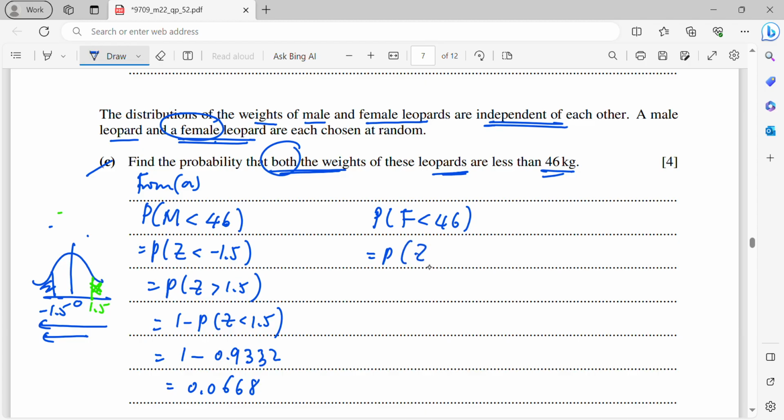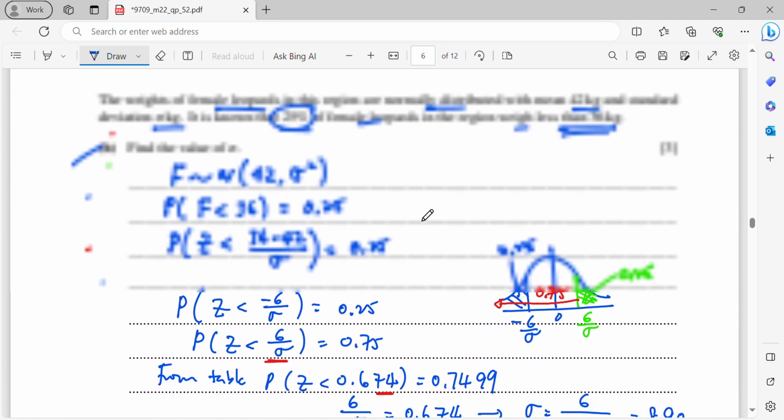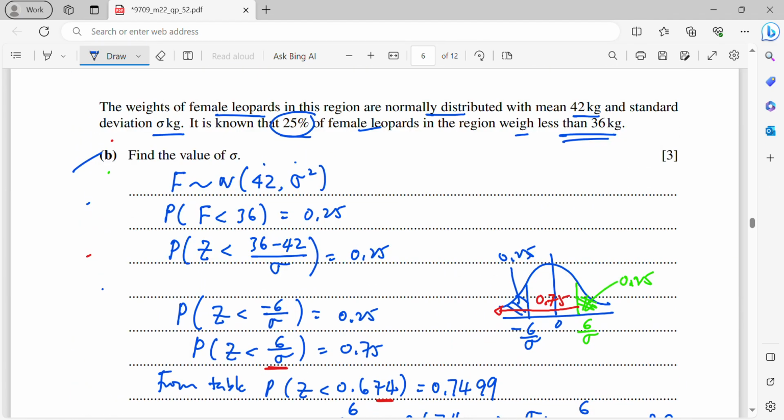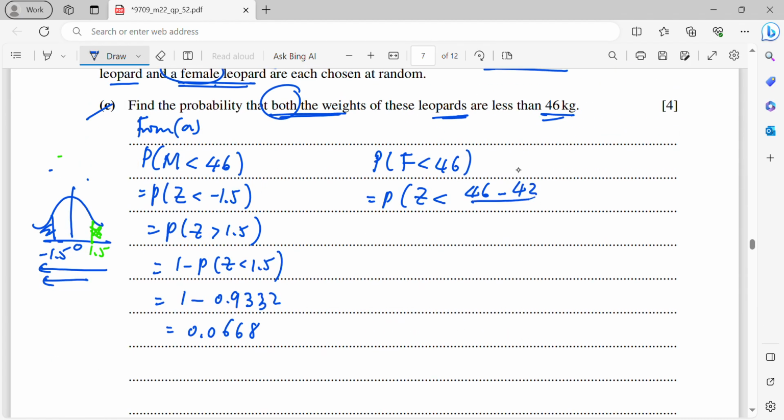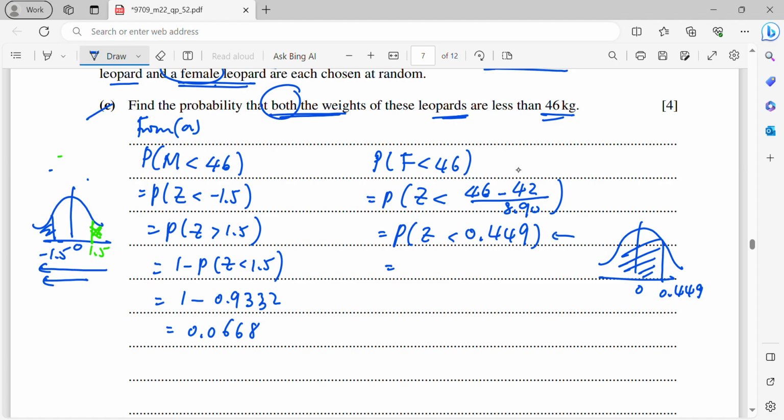So it will be Z less than 46, because if we didn't count just now, go back to the previous part. The mean is 42, standard deviation is 8.9. So I have to minus 42 over 8.90. Then this is going to be P(Z) less than 0.449. When you refer to the graph, 0.449 means this region, which is exactly the same as the table. So now you can just read this probability from the table, and you'll be getting 0.6732.